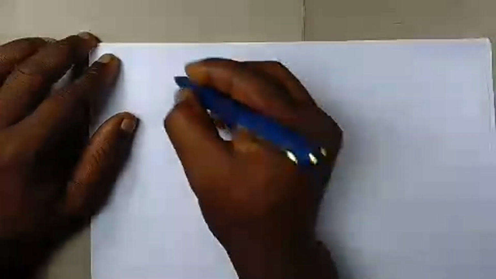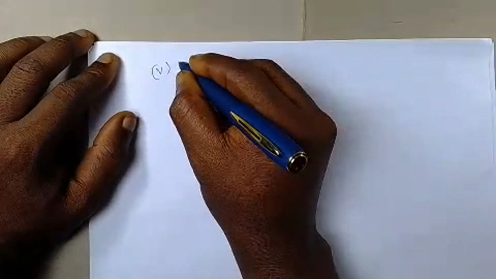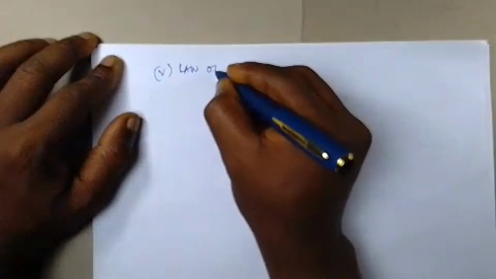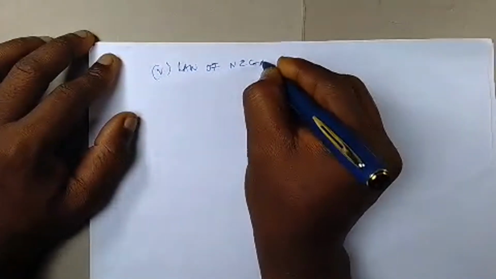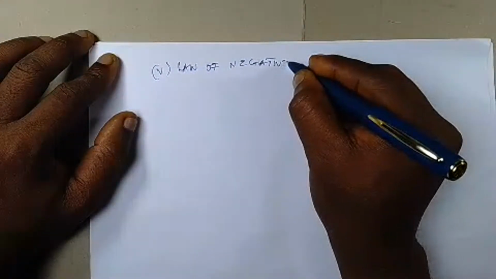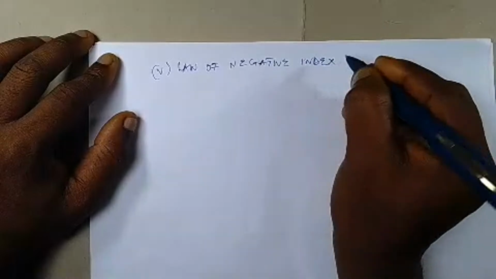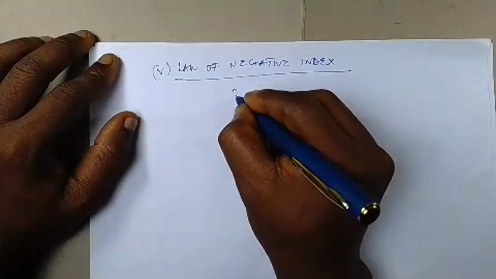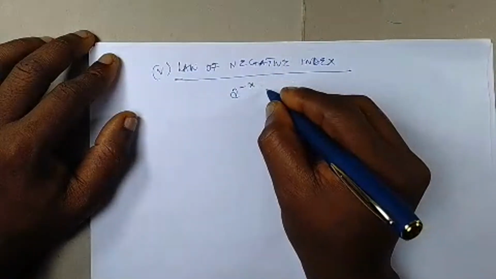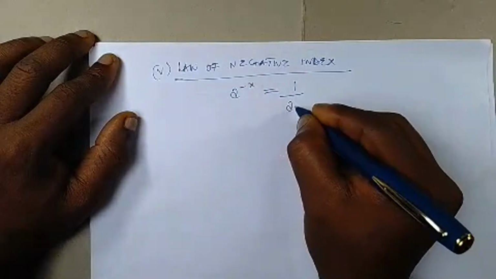The fifth law in my class was called the law of negative index. The law of negative index. So let's prove that law quickly. Law number 5. So we call it the law of negative index. So what was this law stated to be? It was a raised to power minus x is equal to 1 over a raised to power x.